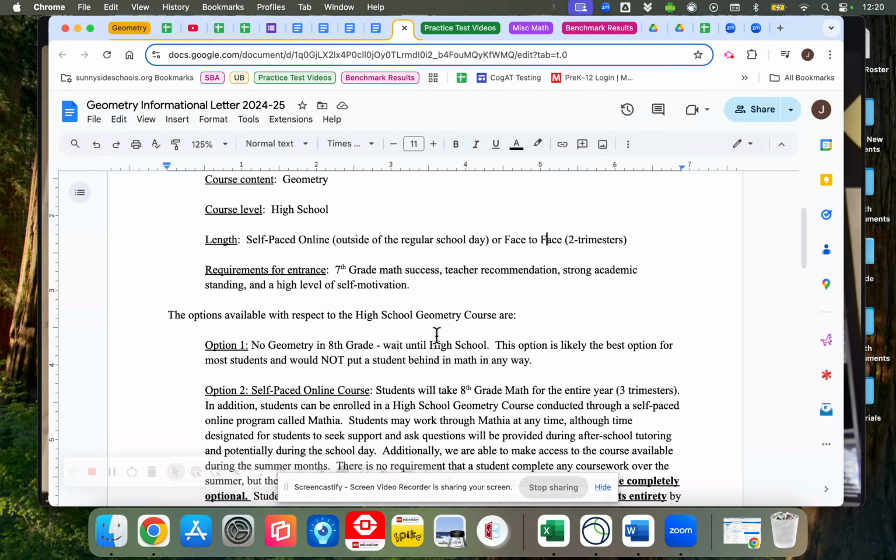Okay. If you're a person that wants to get into either of these options, there are some requirements. You need to be having success in 7th grade math. You need to earn your teacher's recommendation. And to earn your teacher's recommendation, you don't need to be the best person at math. You just need to be willing to work really hard. You also need a strong academic standing, which means a good GPA. And you need a high level of self-motivation. This class is not for students that are unwilling to work really hard and try their best every single day.